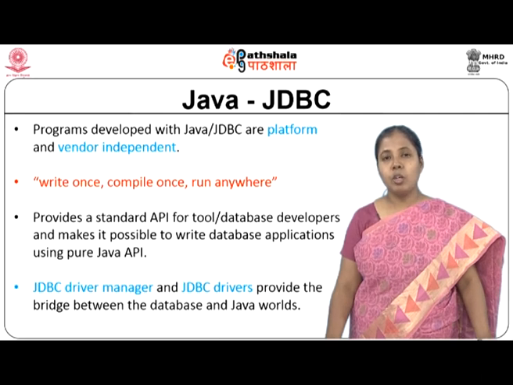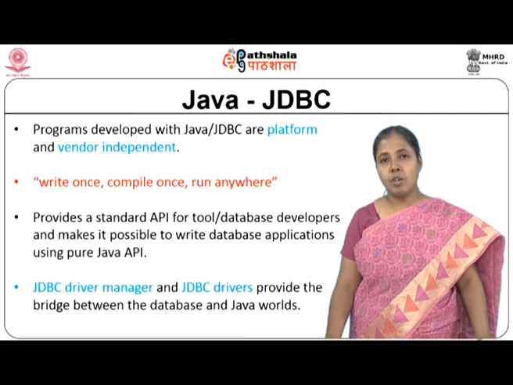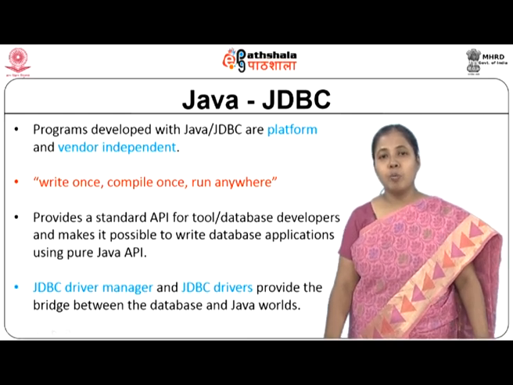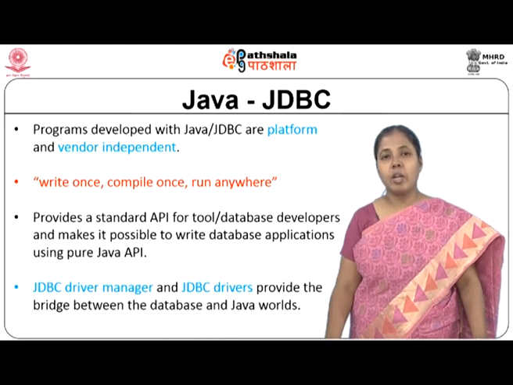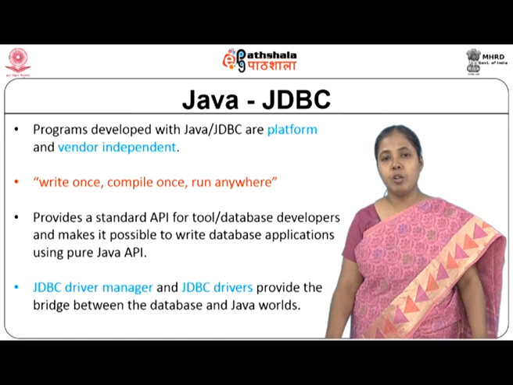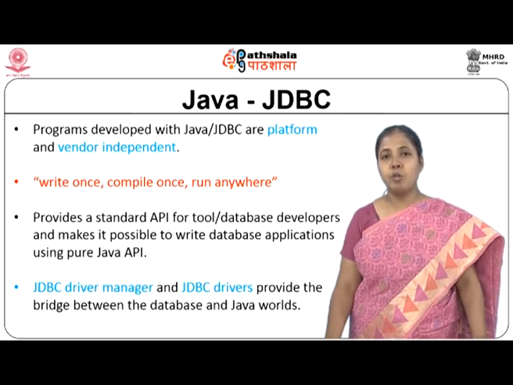So, JDBC, we know that it is for accessing any databases. It is a Java methodology supported for accessing the databases. We know that Java is a standardized programming language. So, programs developed with Java or JDBC would normally be platform independent or vendor independent. The basic feature of Java or JDBC is that it supports platform independence and vendor independence. We know that when we write a Java application, it is write once, compile once, but we can run anywhere. So, if you have the JVM available, we can execute our Java class code.